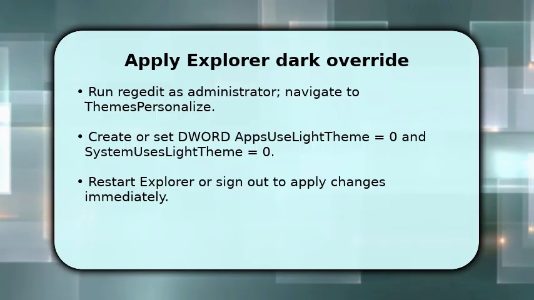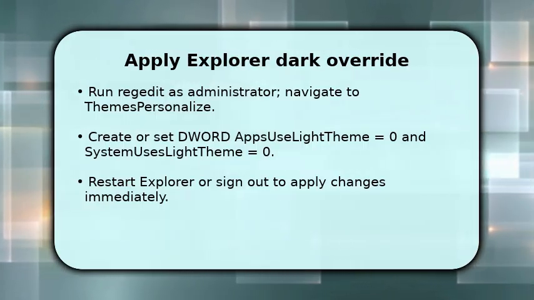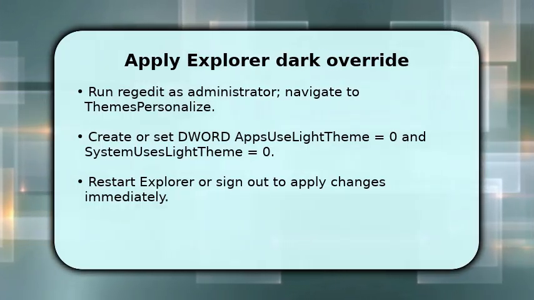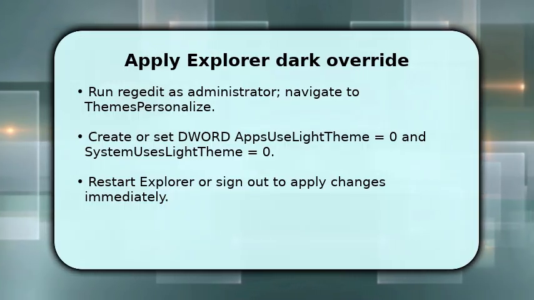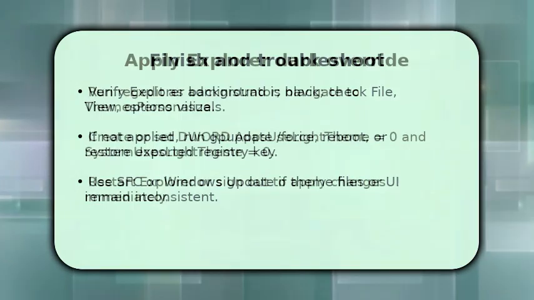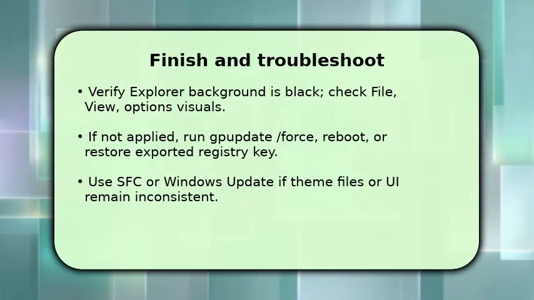AppsUseLightTheme equals 0 and SystemUsesLightTheme equals 0. These force apps and system UI, including File Explorer, into dark mode where supported. After making those changes, restart the Explorer process or sign out and back in so Windows reloads theme settings. Finish by confirming File Explorer shows the black background and dark UI elements.